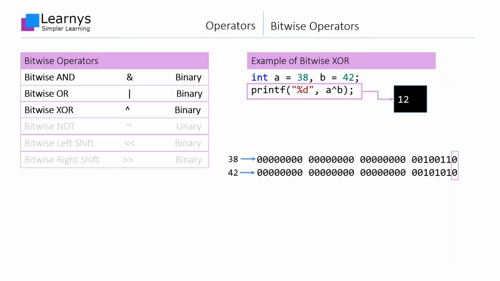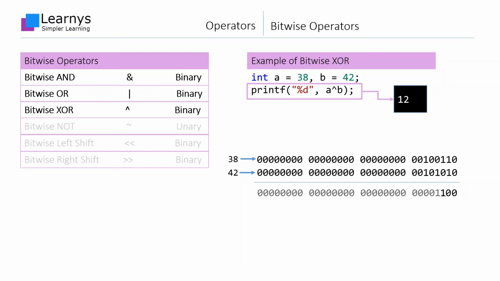This is the bit pattern of the 38 and 42. Since the least significant bit of both the bit patterns are 0, the XOR operator generates 0. The second least significant bit in both the bit patterns is 1 and hence the XOR operator will generate 0 again. The third least significant bit is 1 in the bit pattern of 38 whereas it is 0 in the bit pattern of 42. So the XOR operator in this case will generate 1.